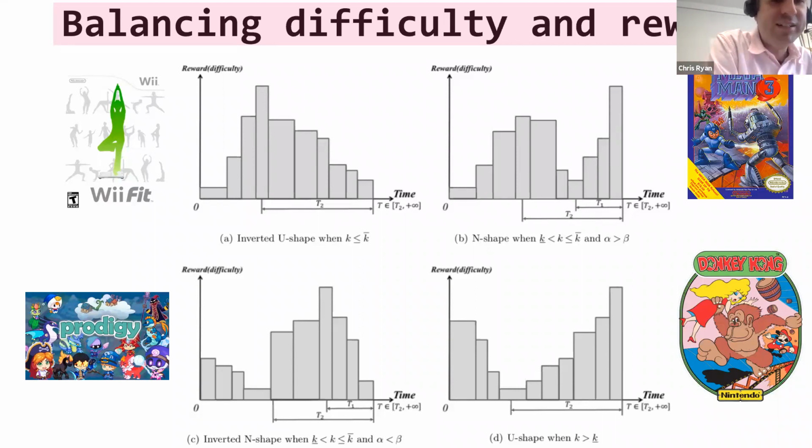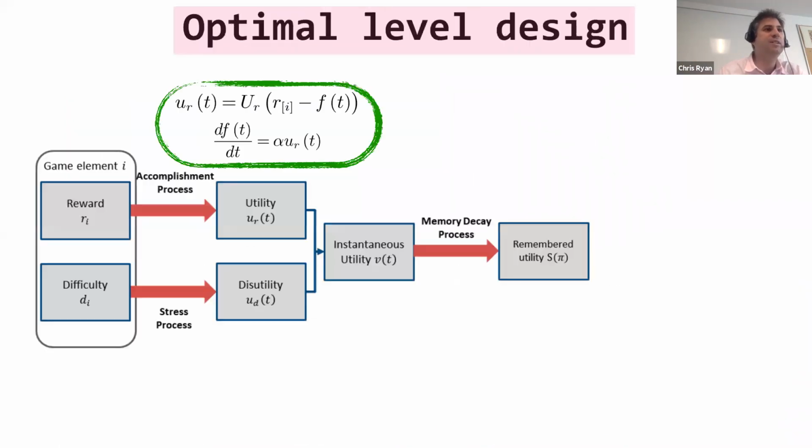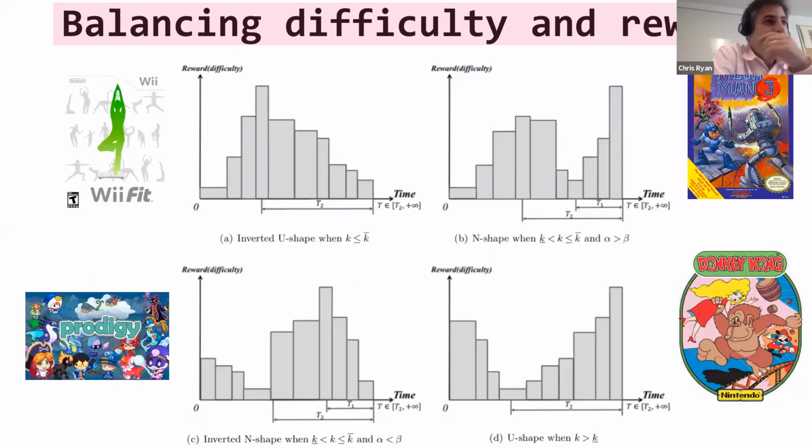we get different designs. And the one that excited me the most was the one in the top right here, this Mega Man one, where this is cool, where we actually found the optimal design is something like a wave of difficulty. It starts easy, then it gets difficult, and it gets easy again, and it gets difficult again.